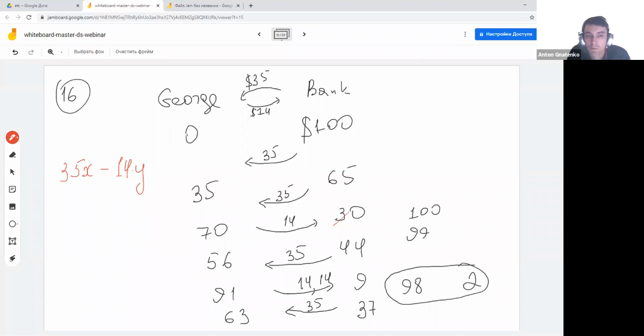Now, of course, not for any X and Y is it possible to perform so many operations. For example, X could not be equal to 5 because we just don't have a sufficient amount of money in the bank. But if there are some X and Y for which we can perform such number of operations, then in the end we will obtain this value of money.